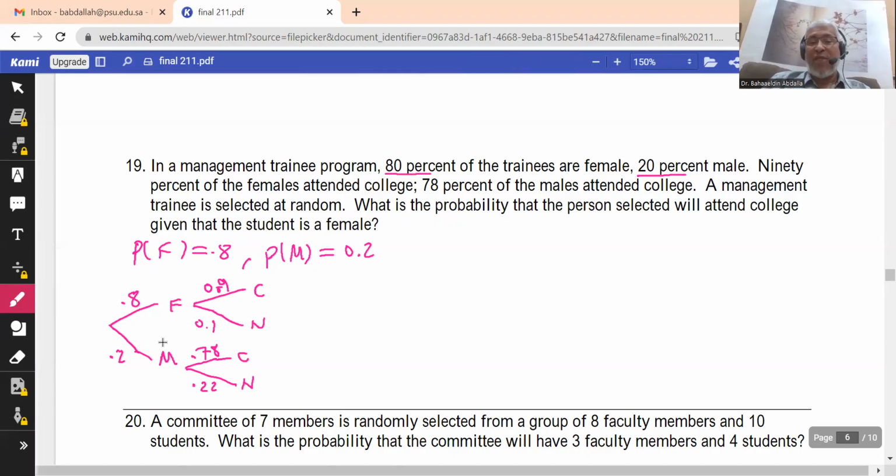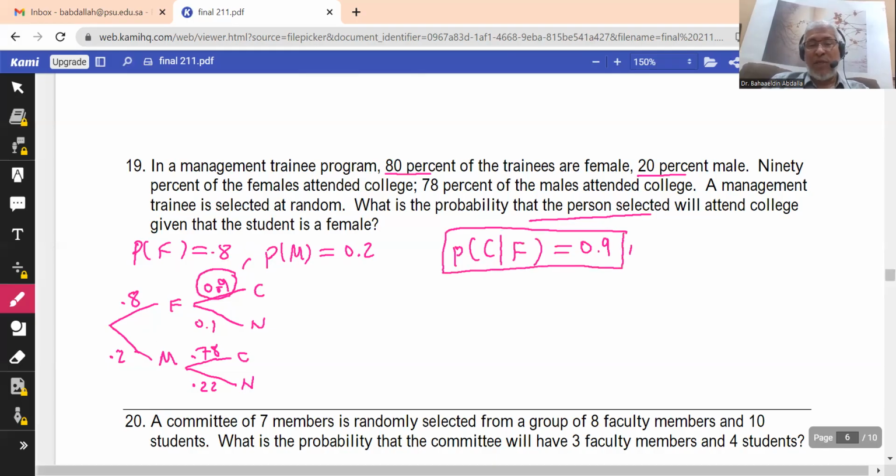What is the question? What is the probability that the person selected will attend college? So he's asking about the probability of C, attend college, given that the student is a female. So he's asking about probability of C given F. Well, actually, probability of C given F is this probability, 0.9, because this is the probability that the person attended college given that she is a female. So there is no Bayes formula here. This is the answer to the question.